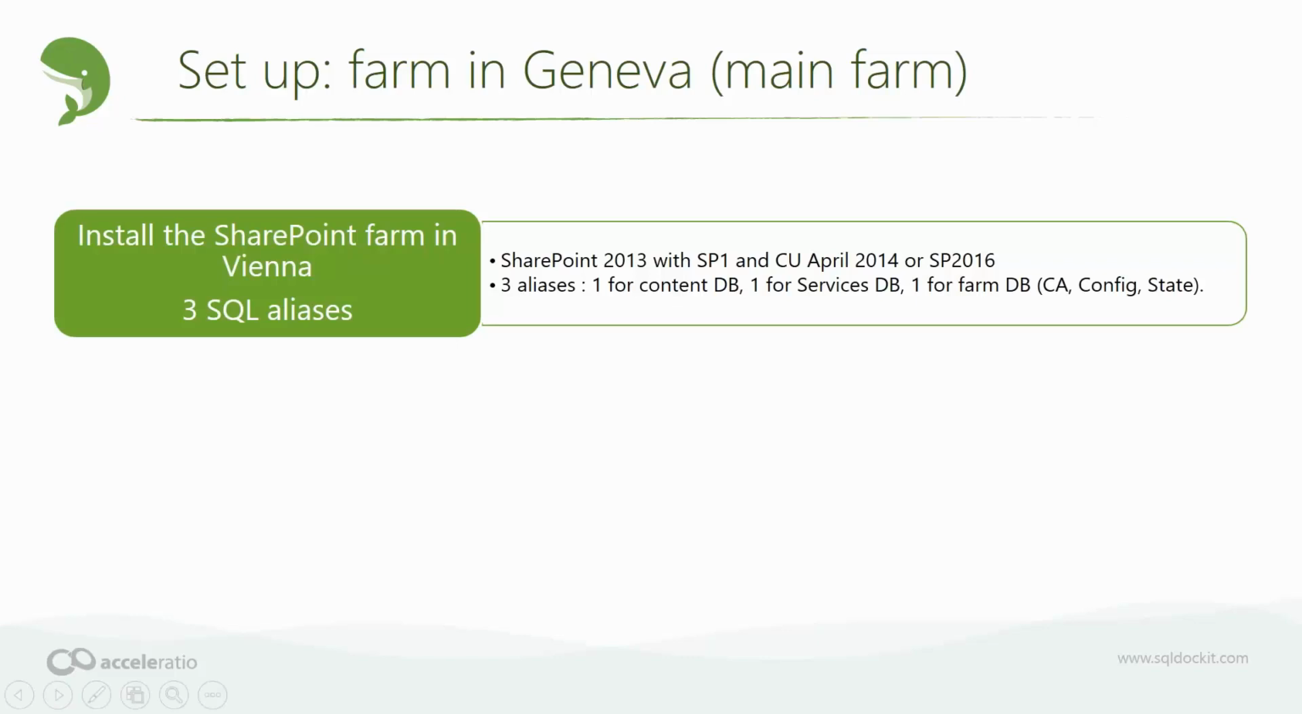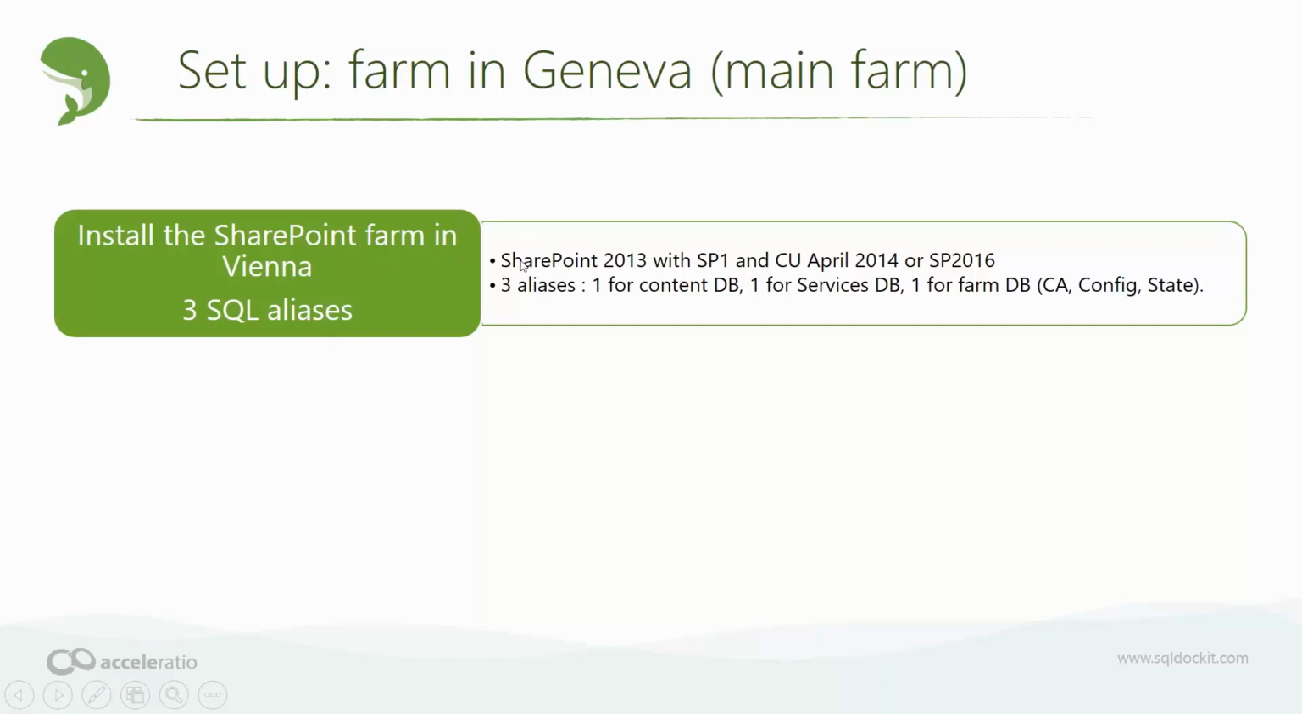There's only one thing. So install the farm in, so Vienna is Geneva here, sorry, we travel a bit too much. It's Geneva. And the thing is, you need to define, and that's a recommendation, I won't call that a best practice, but we recommend that, is to define 3 aliases. You know that when you install SharePoint, connection between SharePoint and SQL, well, good practice is to define an alias. But here we recommend 3 aliases.